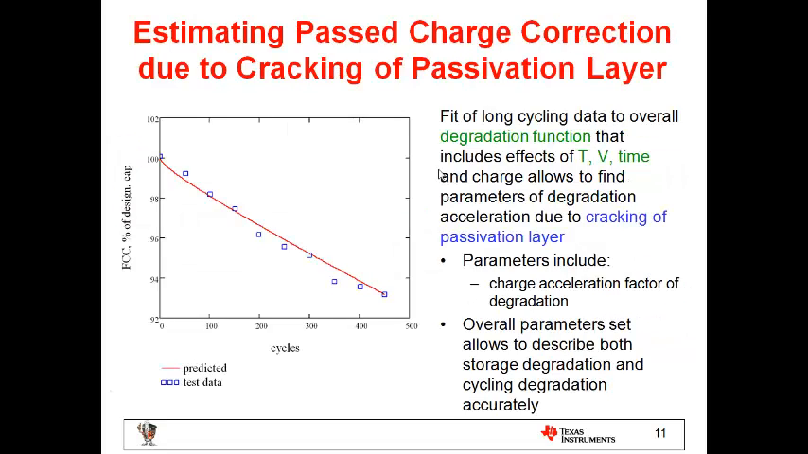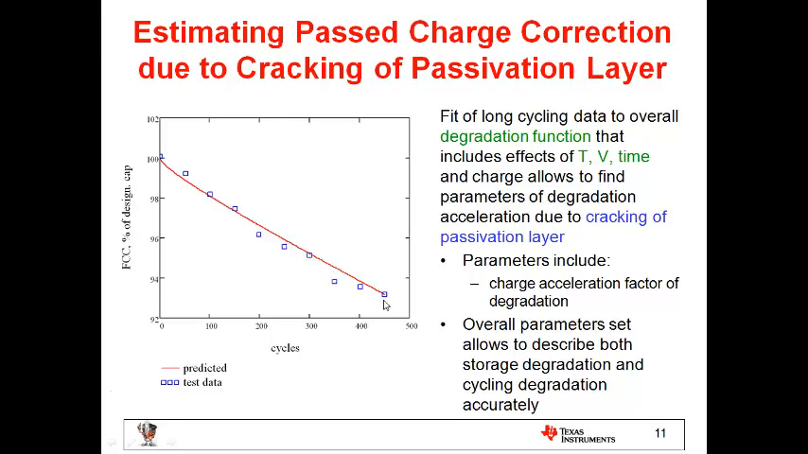So once we have this static degradation model, we can now take the cycling degradation data. For example, if you run a cycling test for 500 cycles, you will obtain this kind of degradation versus cycle number graph.